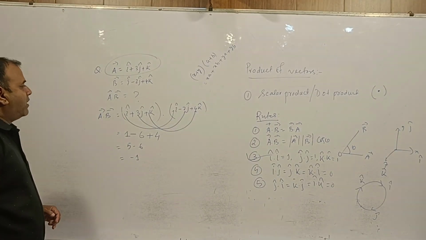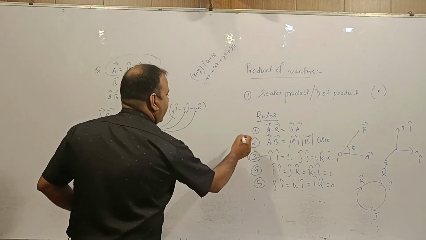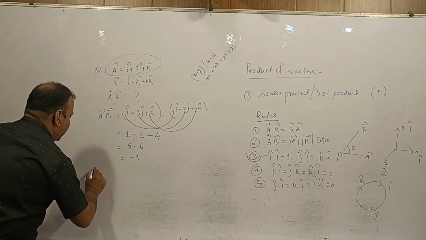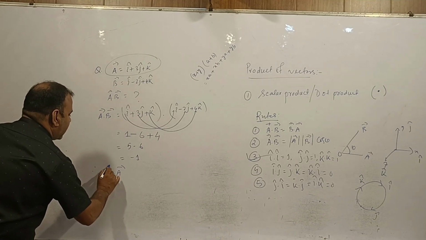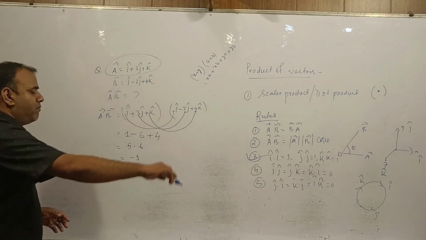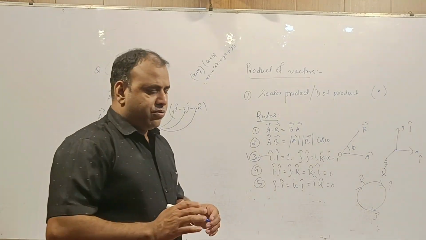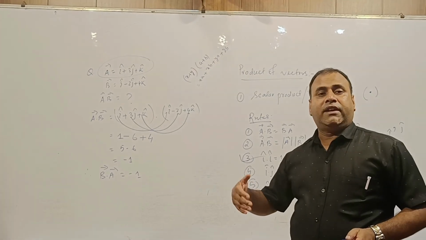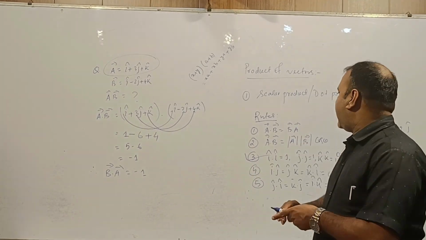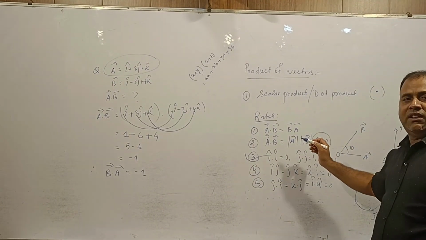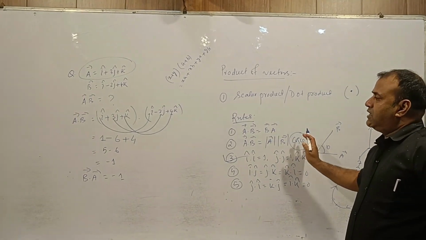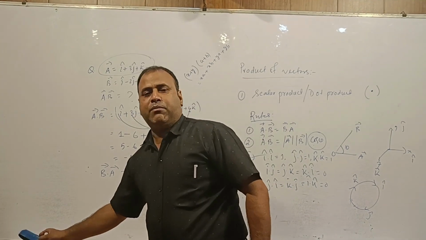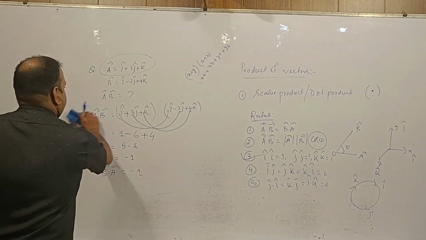Now you remember, first we have calculated A dot B. If we do B dot A, similarly the result will come the same, minus 1 only. So dear students, you remember, in case of dot product, we have to calculate the angle also. That means here I have mentioned cos theta. So this cos theta means we have to find the angle also. Another question I am going to discuss.